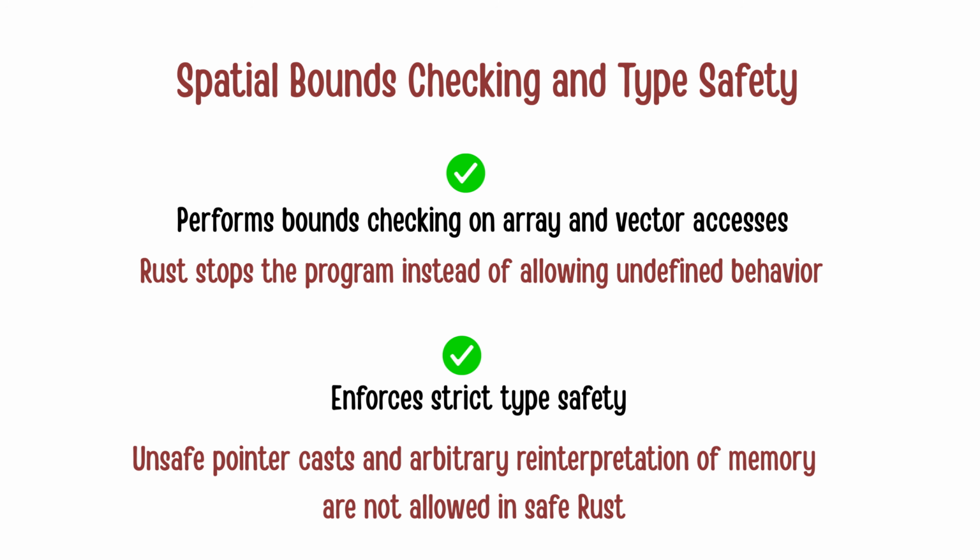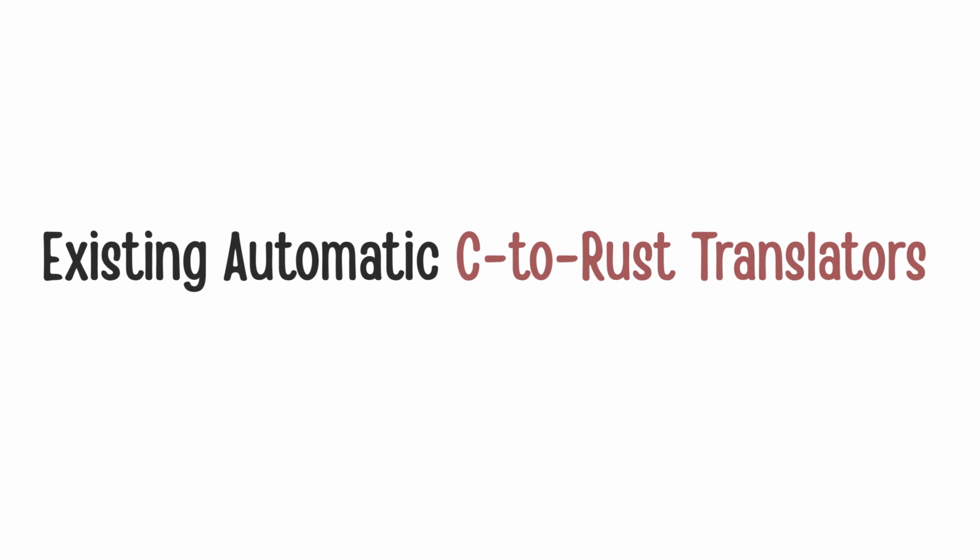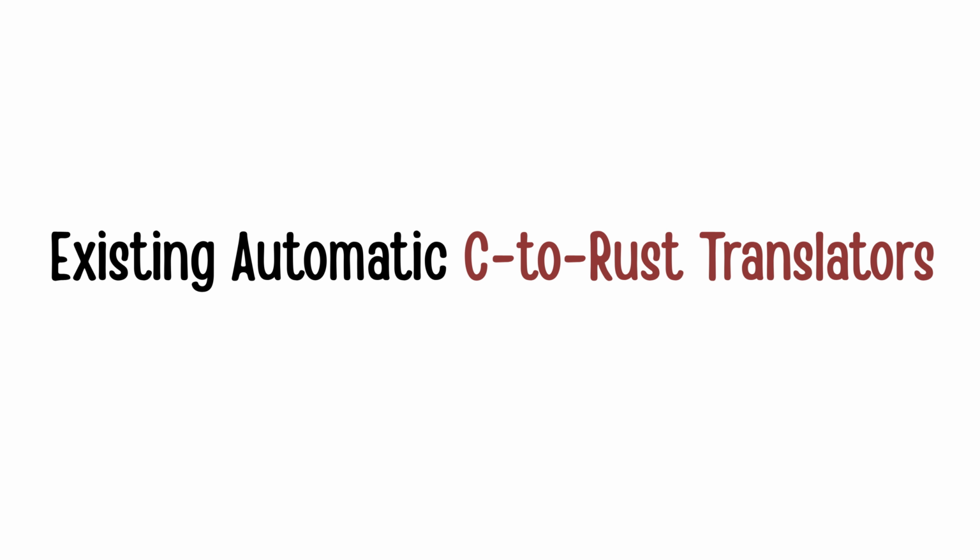Unsafe pointer casts and arbitrary reinterpretation of memory, which are common sources of bugs in C, are not allowed in safe Rust. All these rules work together to eliminate many of the memory vulnerabilities that developers have battled with in C for decades. Now that we understand Rust's safety model, let's look at how researchers have tried to automate C to Rust translation.